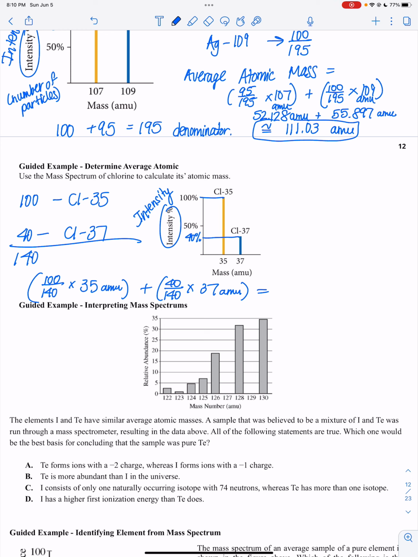Oops, sorry, hold on. 40 divided by 140 times 37, and I add that to 100, which was about 25. I get about 35.57 approximately, which is pretty good because on the periodic table it's 35.45. So this is all with my significant figures and rounding. That's what happened there. Okay, so that is how we calculate and do average atomic mass.